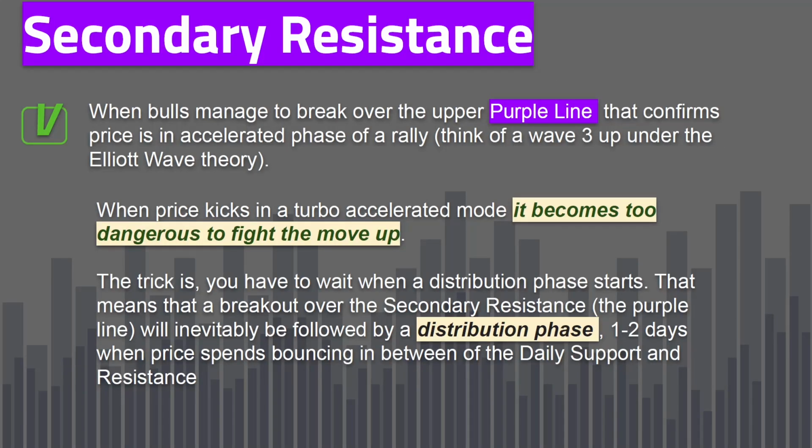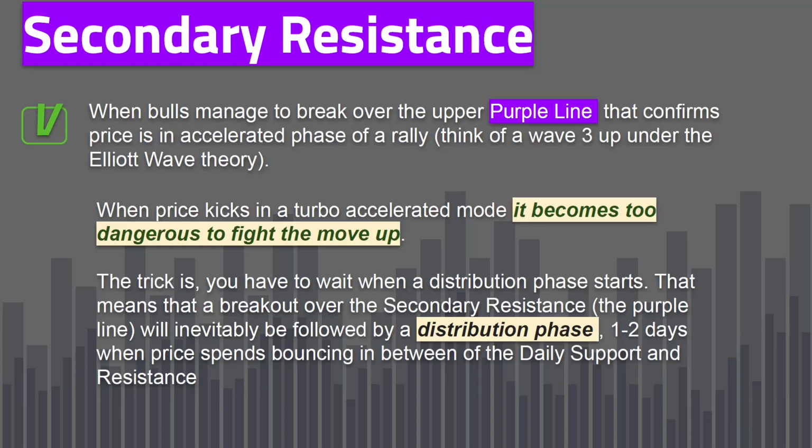It's very important to understand that when bulls manage to break over the upper purple line, that confirms price is in an accelerated phase of a rally. Think of a wave 3 up under the Elliott Wave theory. That means bulls are very strong, all pullbacks are shallow, and it's extremely dangerous to try to fight that move and short it. When price kicks in a turbo accelerated mode over the purple line, it becomes too dangerous to fight the move up. And we have a trick.